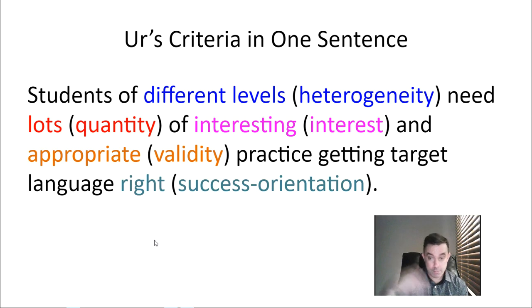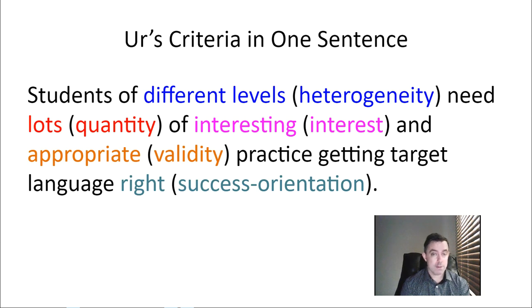So you're going to have students of different levels, so you need a heterogeneous task. You need lots of practice, that's quantity. It's got to be interesting and appropriate, like the right kind of practice. You're practicing the right target form, okay? So it's always present perfect, or it's always present continuous, whatever you think you're practicing. And you want them to get it right. So not too difficult. Success orientation.